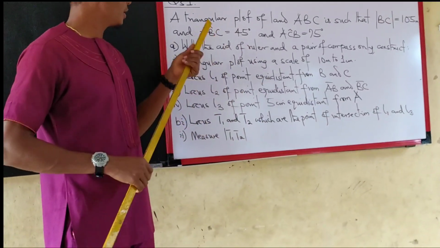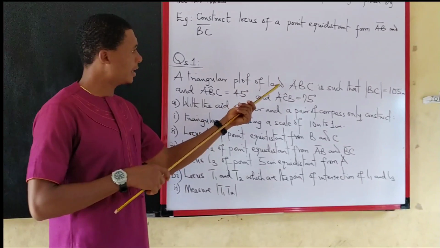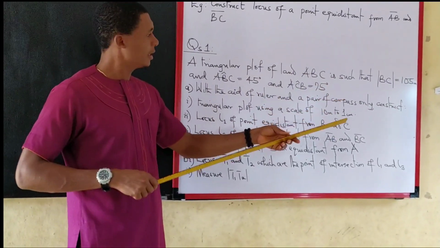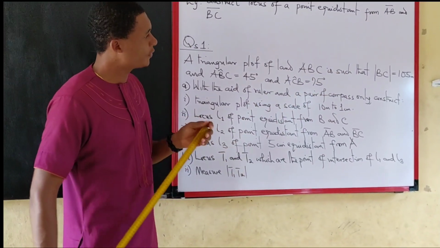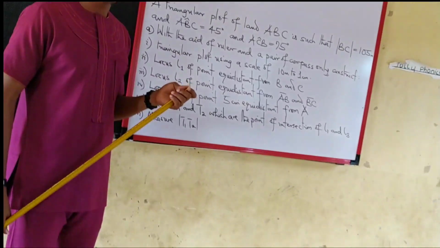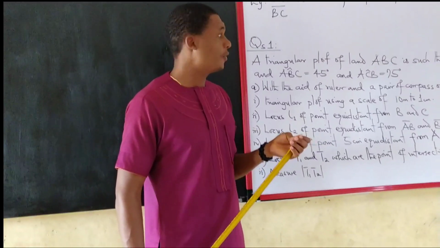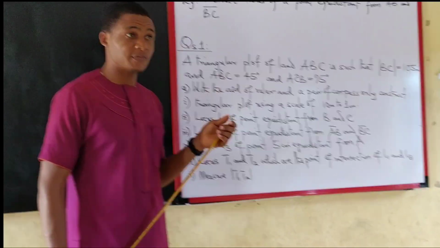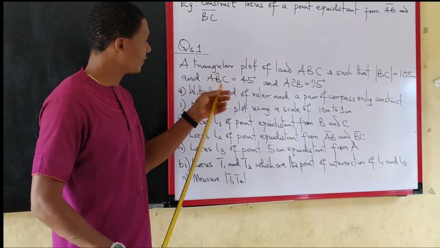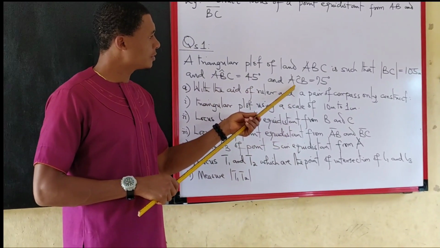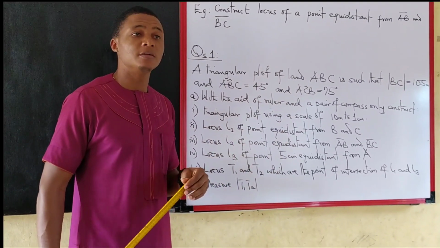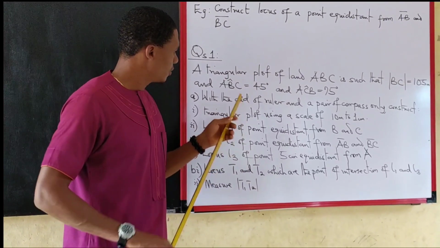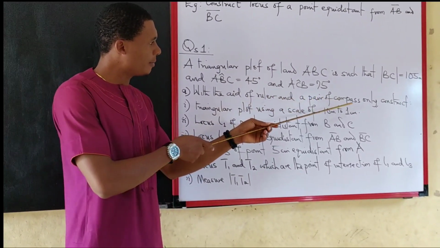Question 1. They say a triangular plot of land ABC is such that side BC is 105 meters, right? Are we there? Yes. 105 what? Meters. And angle ABC is what? 45 degrees. And angle ACB is what? 75 degrees. Now they say, with the aid of a ruler and a pair of compasses only.